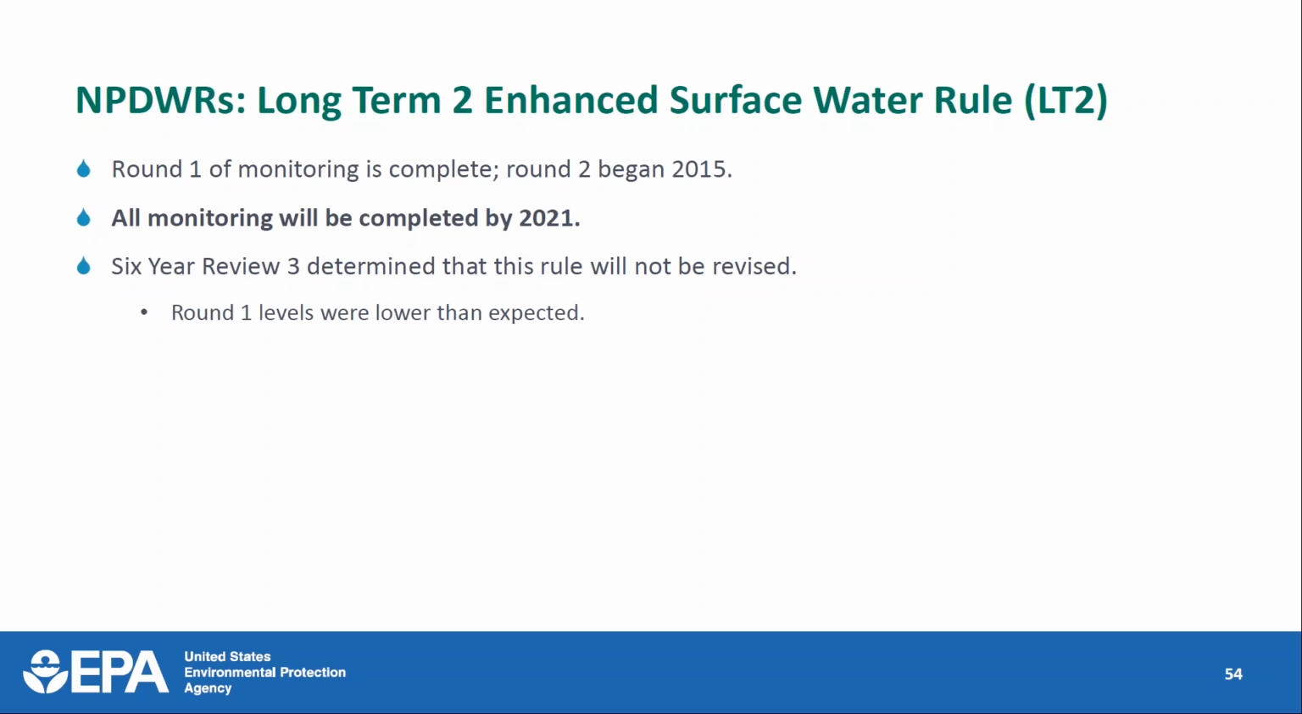Thanks. Okay. LT2 began in 2015 and it will be wrapped up next year. And in 2017, the agency did come out with this determination in the 6-year review 3, that this rule will not be revised. This is due to the fact that round 1 levels were lower than expected. Next slide, please.